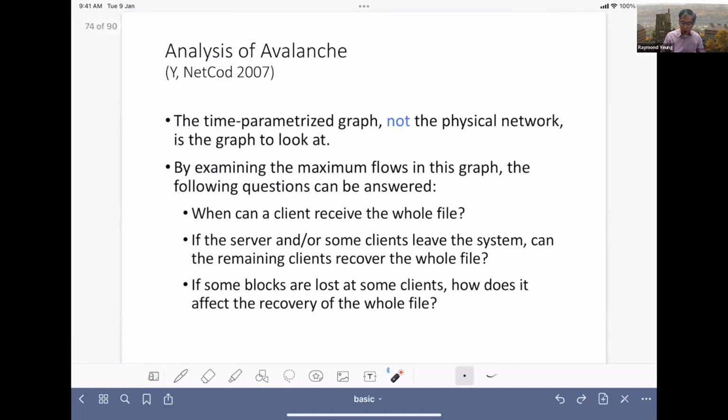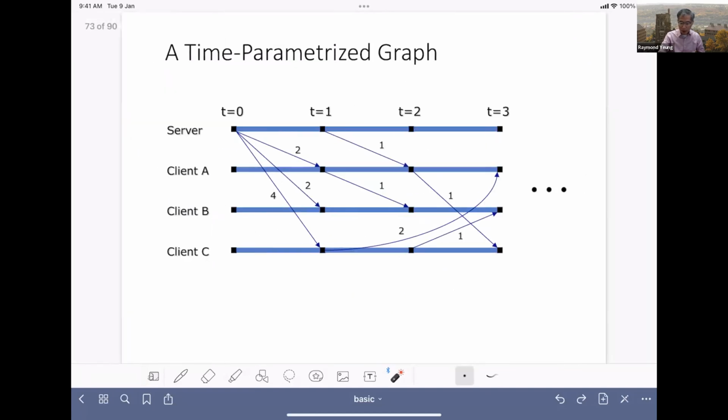You can also answer questions like if the server or some clients leave the system, can the remaining clients recover the whole file? This is something of concern all the time. Or if some blocks are lost by some clients, how does it affect the recovery of the whole file? So by analyzing this time parameterized graph, you would be able to answer these questions.